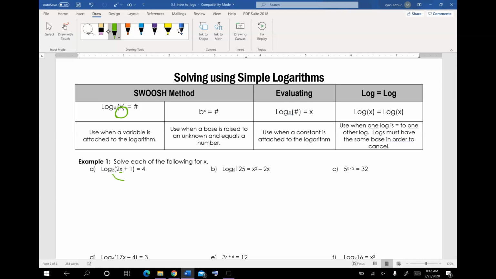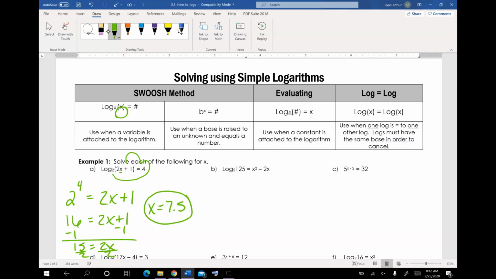We're going to say 2 to the fourth equals 2x plus 1. Well, we know what 2 to the fourth is, and if you don't, you can use Desmos or your calculator. 2 to the fourth is 16. That equals 2x plus 1. Now we're down to a linear equation and solving for x. Subtract 1, subtract 1. We got 15 equals 2x. We're going to divide by that 2, and x is going to be 7.5. All right, so that's when your x is inside of your log.